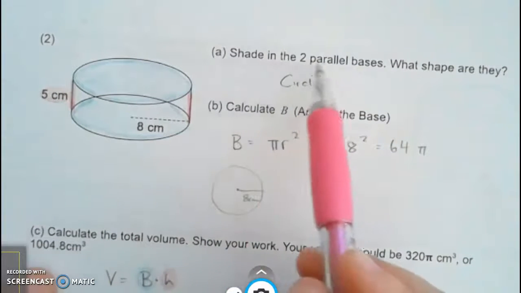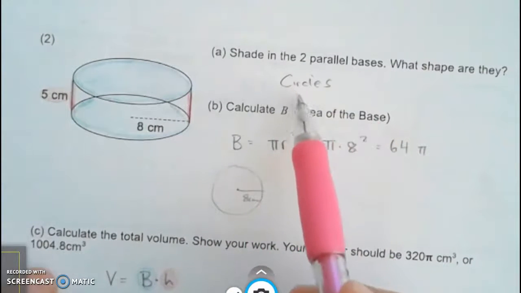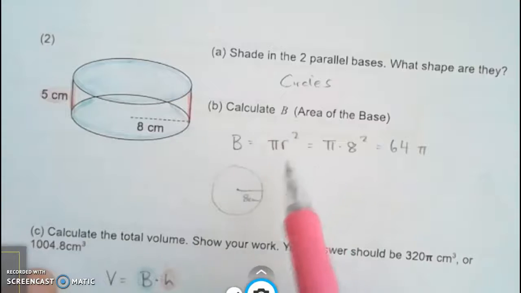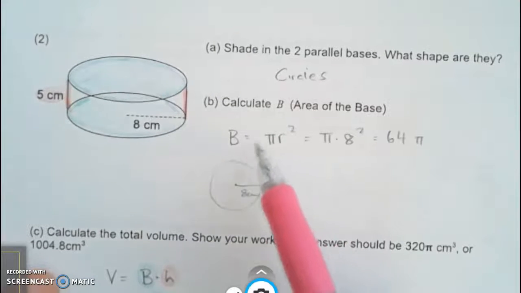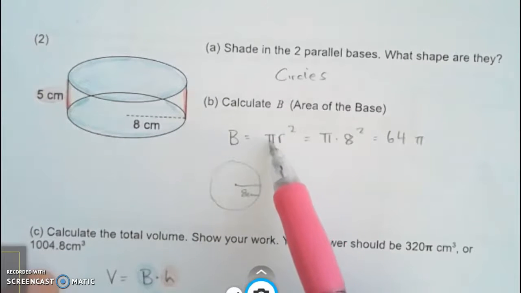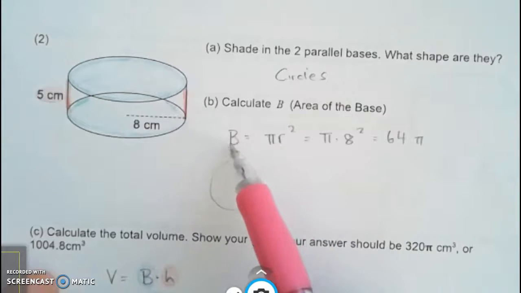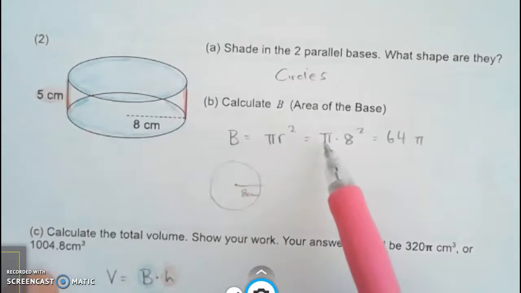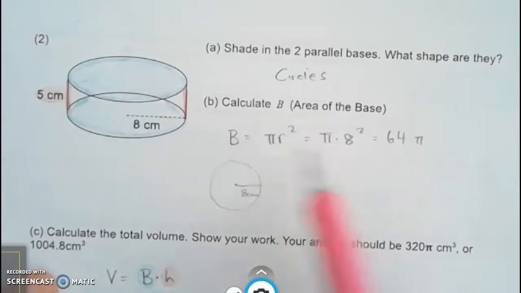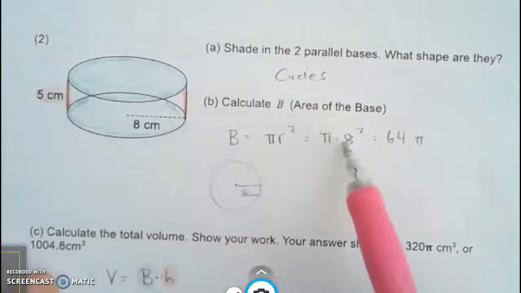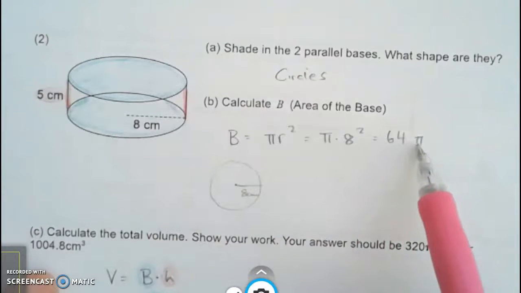Okay, the shaded 2 parallel bases, that's circles, and calculate the area of the base. Remember, area of the circle is pi r squared. So the big B is going to be pi r squared, which is pi times r, in this case 8 centimeters, squared. So that's 64 pi centimeters squared.